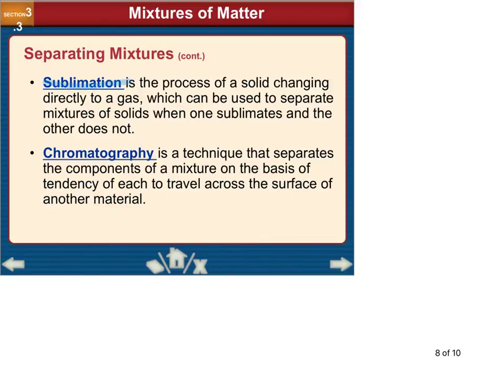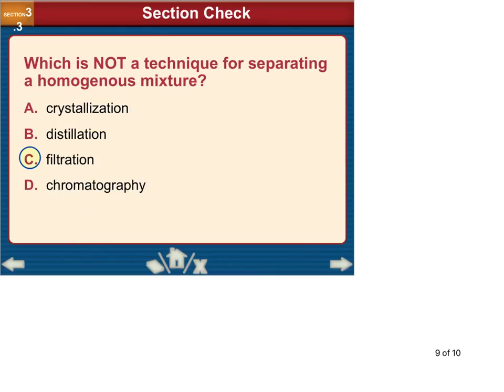A couple more: sublimation and chromatography. Again, write down these definitions, know a little about each of them. Get a little more explanation in the book on these, and you'll find some other things in the book not mentioned in this particular PowerPoint, but again, pull all these things out.